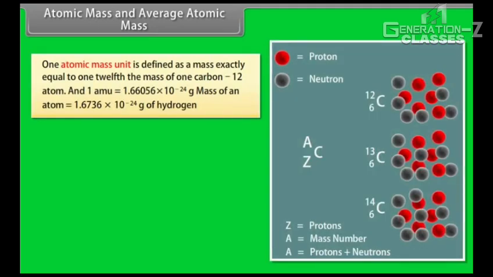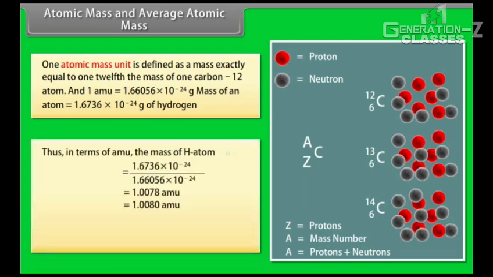Atomic mass and average atomic mass. One atomic mass unit is defined as a mass exactly equal to 1/12 the mass of one carbon-12 atom. And 1 amu is equal to 1.66056 × 10^-24 gram. Mass of a hydrogen atom is equal to 1.6736 × 10^-24 gram. Thus, in terms of amu, the mass of each atom is equal to 1.6736 × 10^-24 upon 1.66056 × 10^-24, which is equal to 1.0078 amu, which equals 1.0080 amu.